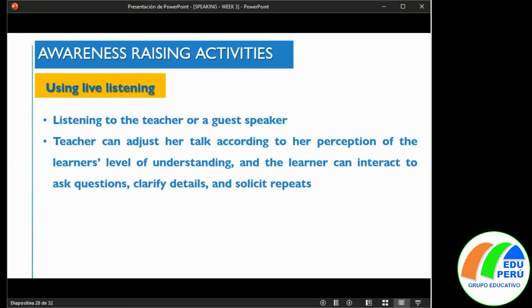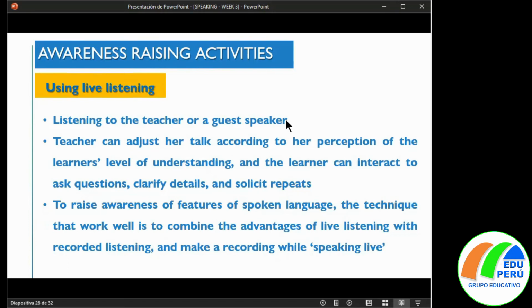We need to adjust our talk according to the students' level of understanding, so they can interact with us, asking questions, clarifying details, and also soliciting repeats, asking for repetitions.